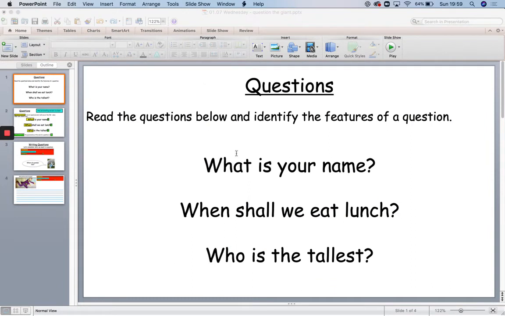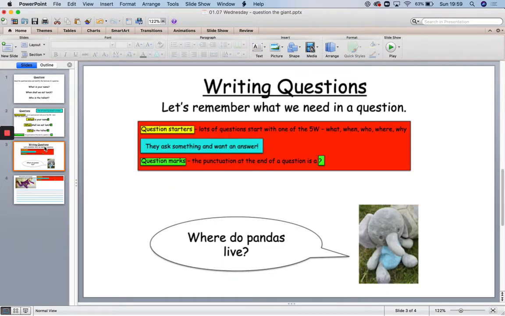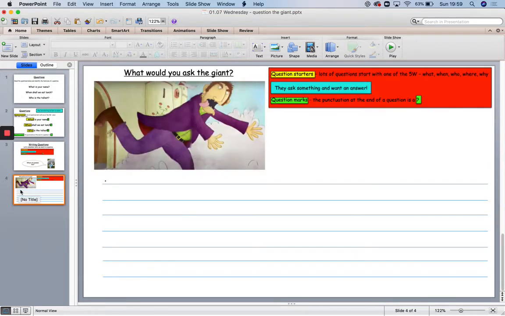On Wednesday, we're going to be thinking about questions. We've done this before 1,000 times, so you should know what to include in questions, but a couple of slides again, just to help you through, remember how we write a question. And there's Eddie the elephant helping us out with a question. So your question writing is going to be thinking about what you would want to ask the giant. Now, it's something that you don't know.